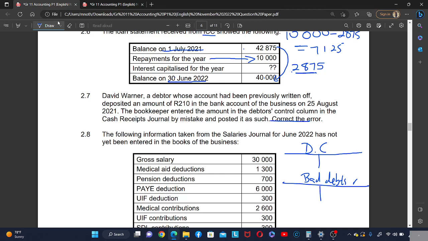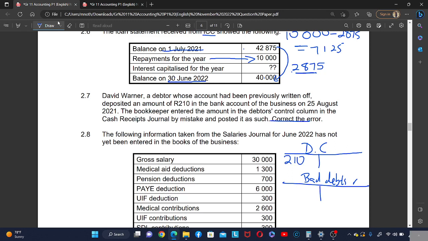So what happened here now? It was as if this debtor, David Warner, is paying us. So meaning that they decreased the debtors control with 210, while this was no longer our debt. They were not supposed to decrease the debtors control. The account that was affected was the bad debt. So now what we're going to do, we need to increase the debtors control.